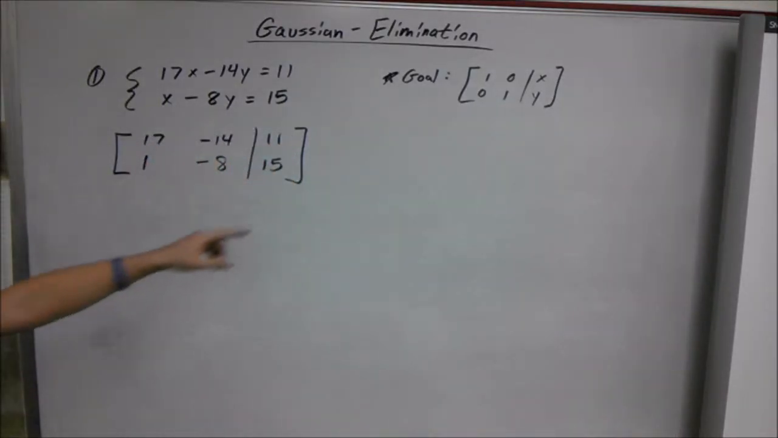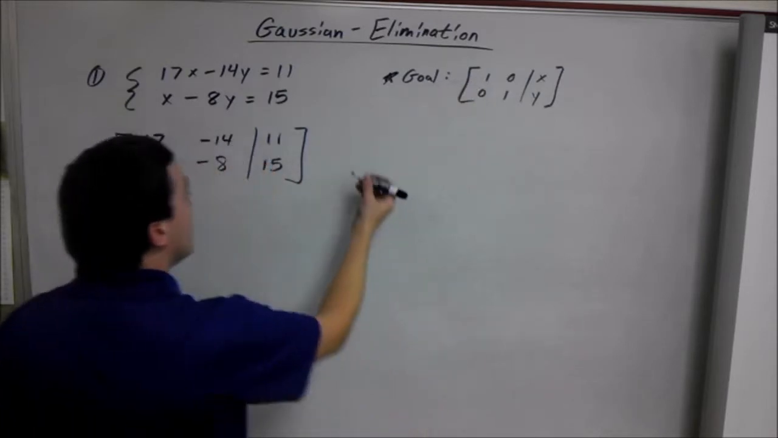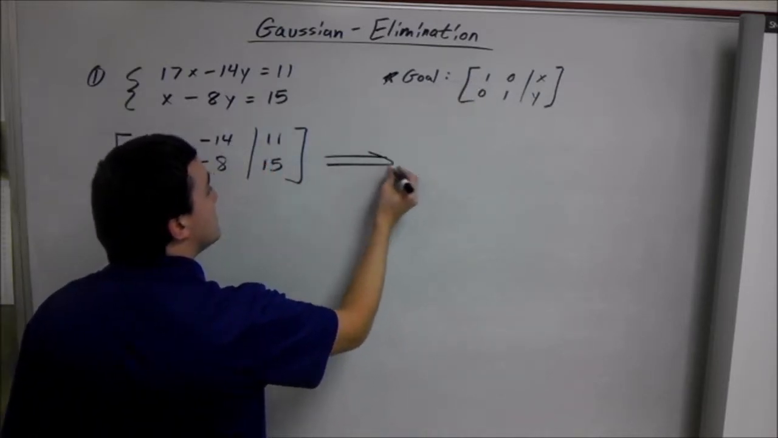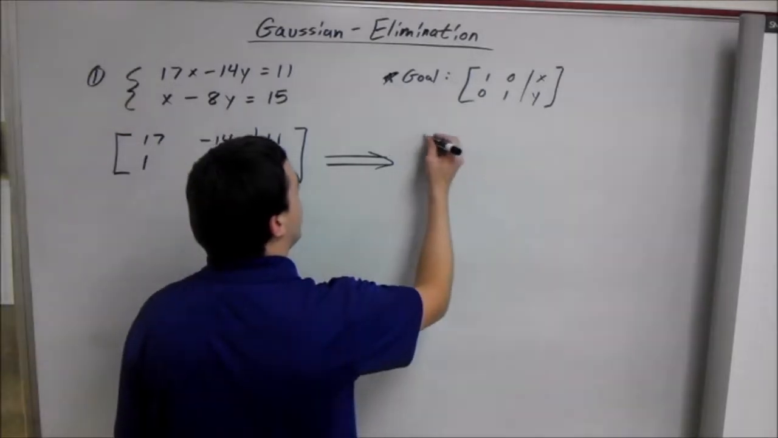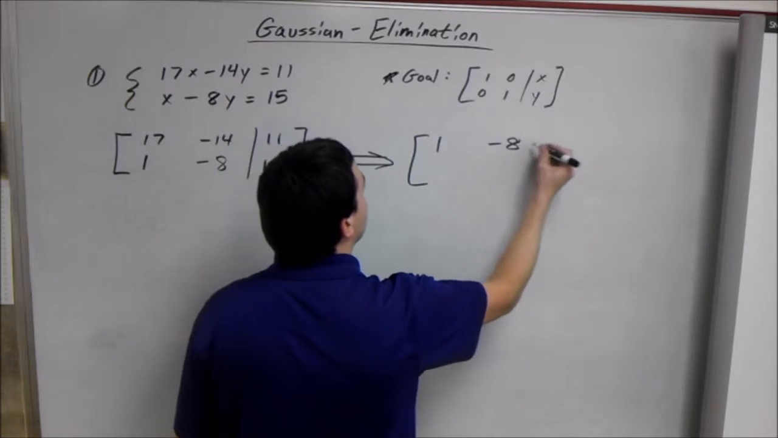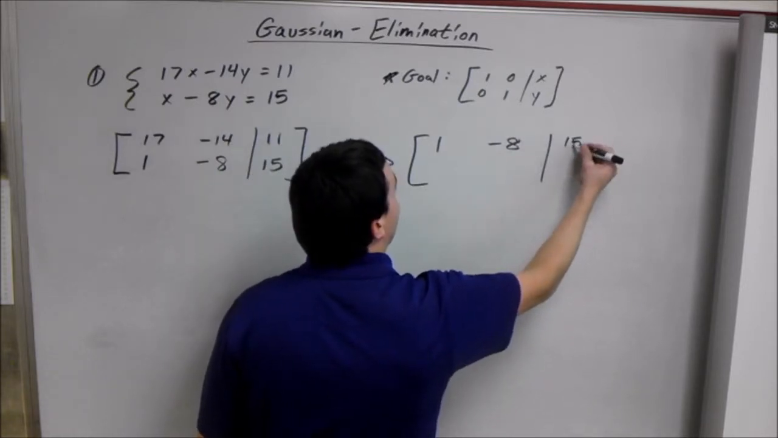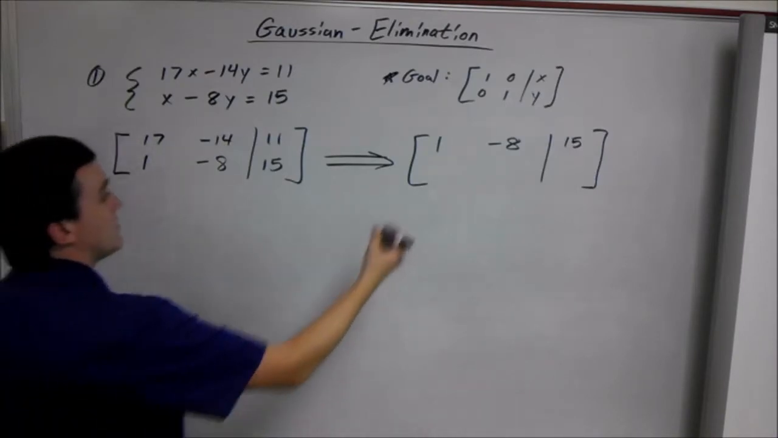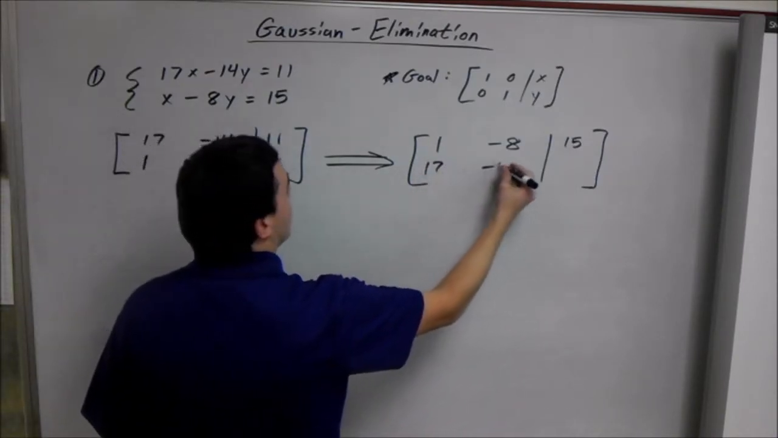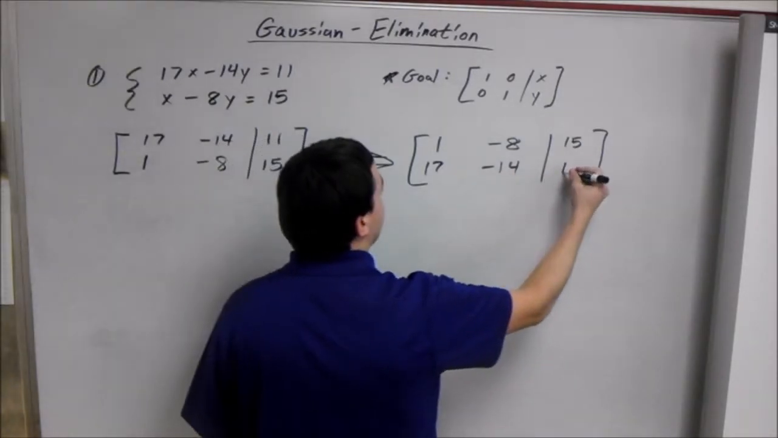So the first thing we want to do is get a 1 up in this top corner. To do that, we can just flip these around. Always use the easiest way to get to the next step. Since we're trying to get 1 up here, but we're just dealing with two different equations, we can flip them around however we want. So just go ahead and flip the two equations around. 1, negative 8. Make sure you bring everything with it. And this we'll just bring down here. 17, negative 14, and 11.